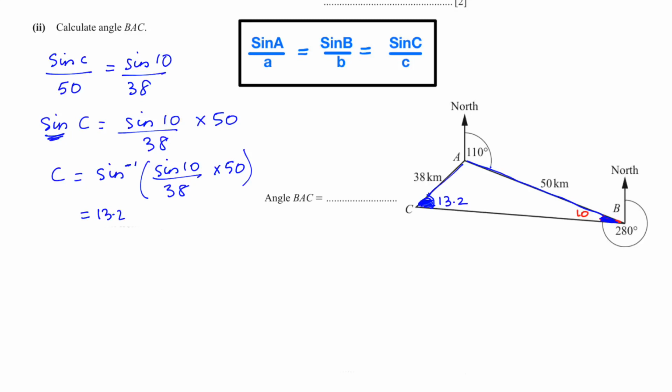To find the third angle, you know the sum property of a triangle is when you add all the three angles, it equals 180. Therefore, to find the third angle, we have to subtract the other two angles from 180, which is 13.2 plus 10. And the answer we get is 156.8. This is the angle BAC.